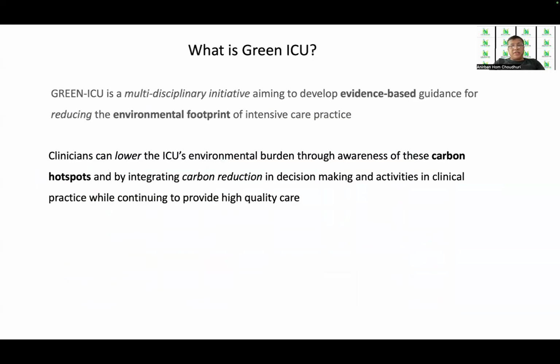So what is a green ICU? To most of us, green ICU is a concept which cannot be seen. True, green ICU is not something which has to be painted green from outside, or the walls painted in shades which resemble the environment or are nature friendly. It is a multidisciplinary initiative which aims to develop evidence-based guidance for reducing the environmental footprint of critical care practice.